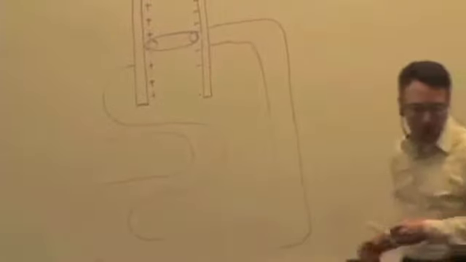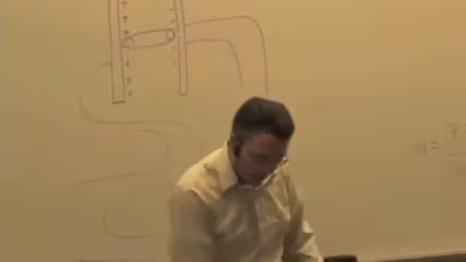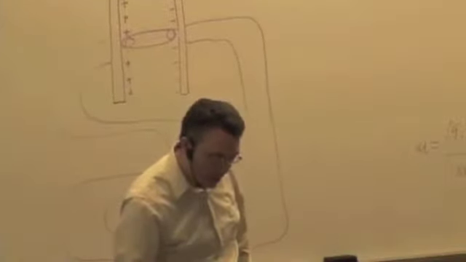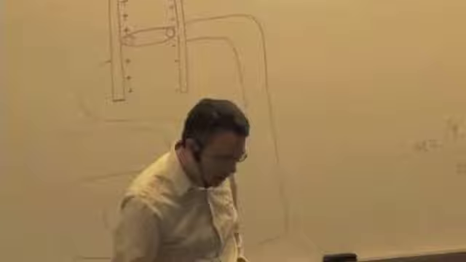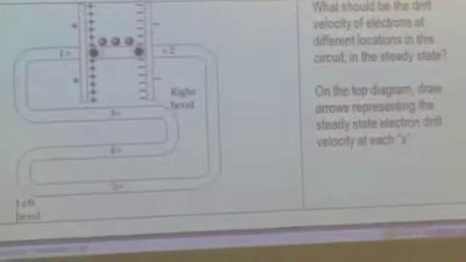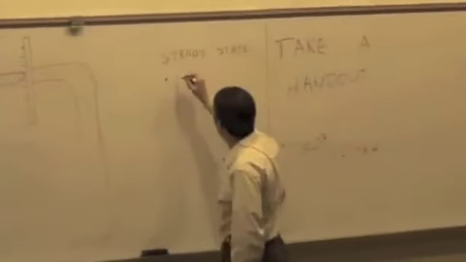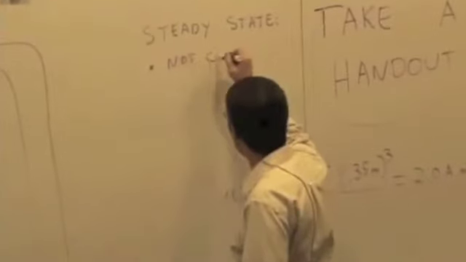So here's what I want you to do. On the top part of the diagram, and in fact there may be even a question here, we can talk about this. On the top part of the diagram, just take a minute or two and draw the drift velocity of electrons in the steady state. Okay, so if we're thinking about the circuit's hooked up, it's been running for a while, we're in a steady state. Remember, a steady state means that it's not changing anymore, right?